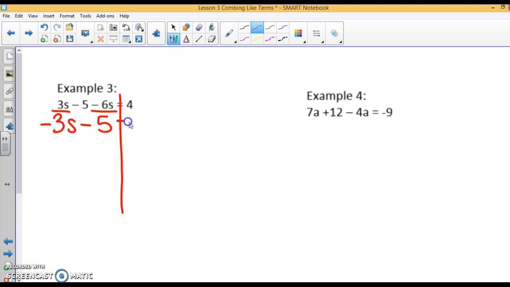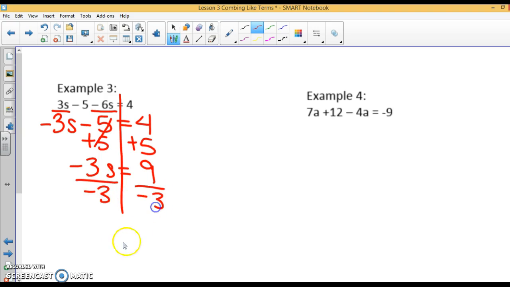equals 4. So now I can add 5 to both sides, and I'll have negative 3s equals 9. Then I can divide by negative 3 on both sides, and I'll have s equals negative 3 as my answer.